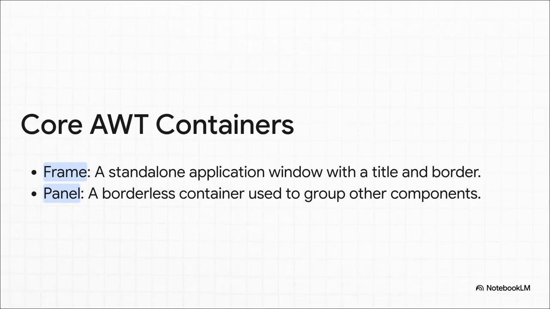So, everything in AWT has to start with a container. You gotta have a place to put all your stuff, right? The two most important ones you'll use are Frame, which is a proper standalone window with a title and border, and Panel, which is basically just a simple, borderless area for grouping other components together.